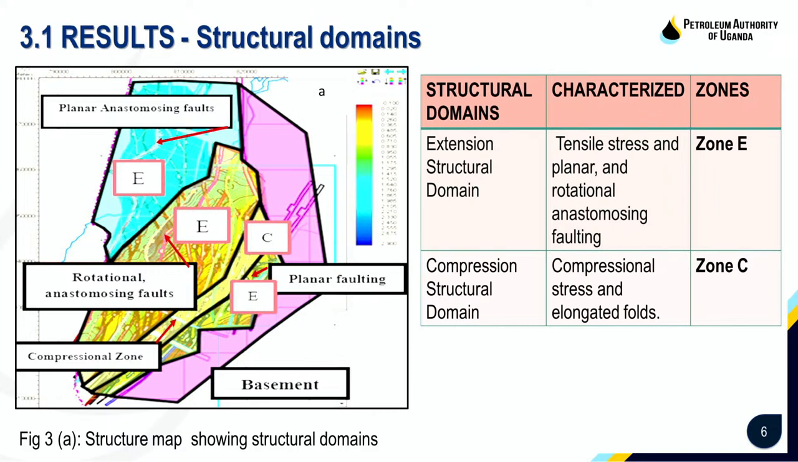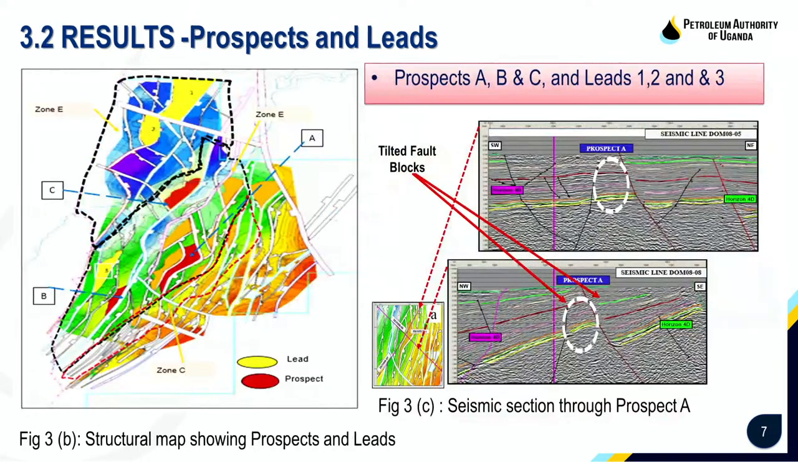Within these compression structure domains, we have the compression faults, which are potential traps. Also within the extension structure domains, we have the fault seal traps, which are potential traps as well. Still on the left are the prospects and the leads. We have identified some of the prospects, which are in red, and the leads. These are potential areas which I'm indicating there as traps. On the right is just one of the prospects, prospect A, showing us this trap is good. It has a good closure, which means it has the potential to accumulate hydrocarbons.